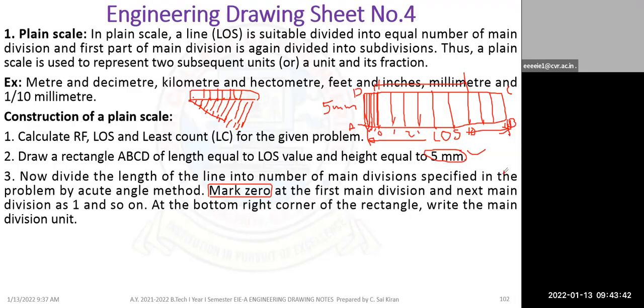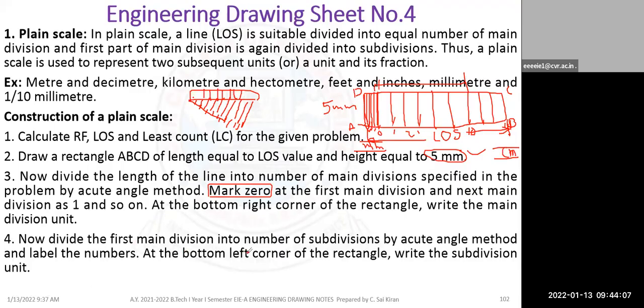At the bottom right corner, you have to write the main division. In this scale the main division is centimeters, so you have to write small cm. On the left side you have to write the subsequent unit. What are the units, how many divisions, what is the single least count, you have to write. Here the least count is mm, so here you write mm, here you write cm, and here you write LOS, or I will show you. Then at the bottom left corner you have to write the subdivision unit. Use the acute angle method, divide it into 10 equal parts and write down the subsequent unit here.